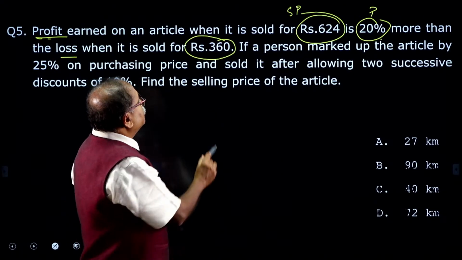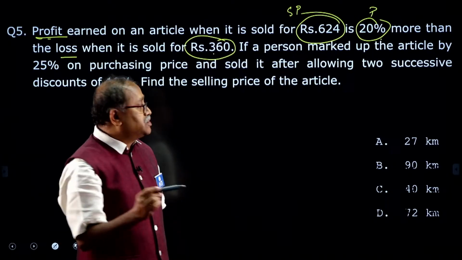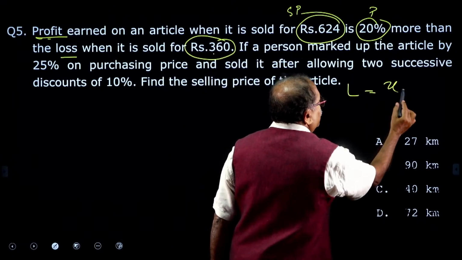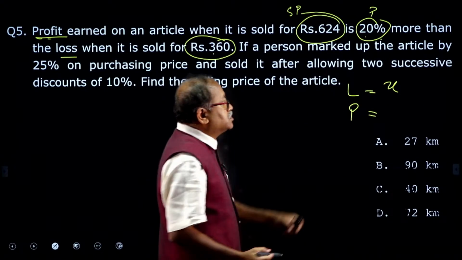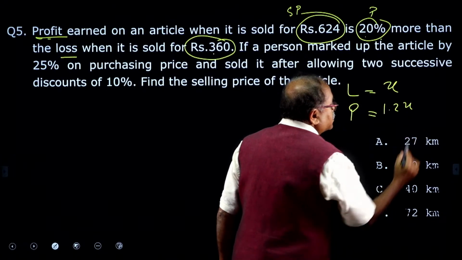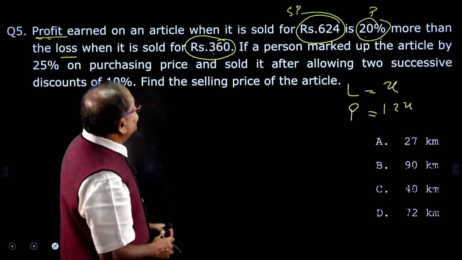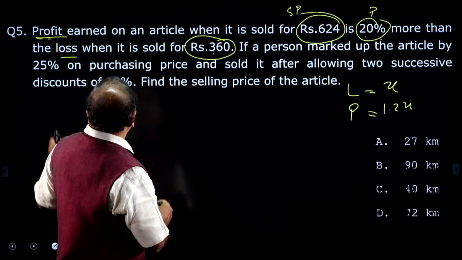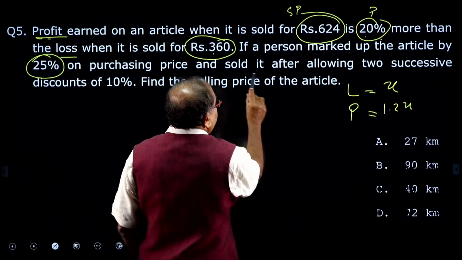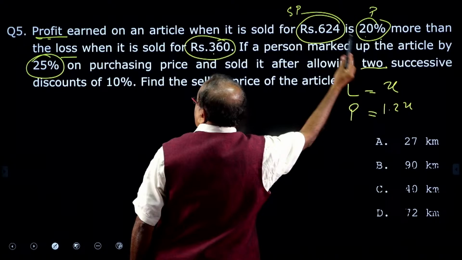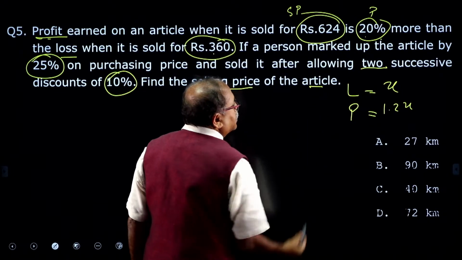So, it says that whenever you are selling for rupees 360, there is a loss, and whatever loss comes, if your loss is equal to x, then profit is 120% more than the loss. That means your loss is 1.2x. Yes, friends? Okay. Now, what is the question? If the person marks up the article by 25% on purchase price and sold it after allowing 2 successive discounts of 10%, then find the selling price of the article.